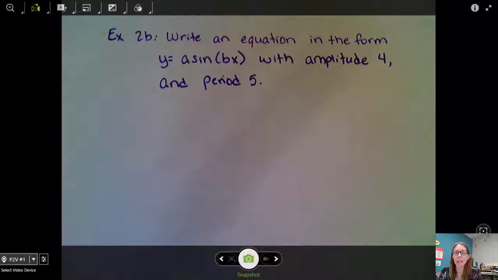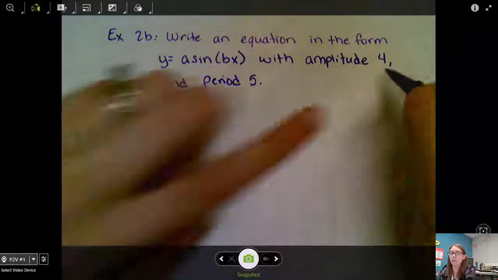Example 2b, another example of writing an equation. We're going to write an equation in the form of y equals a times the sine of bx. So we're writing a sine function here. It has an amplitude of 4 and a period of 5. So first of all, the amplitude, that's our vertical stretch. That's our value that goes in front of the sine.